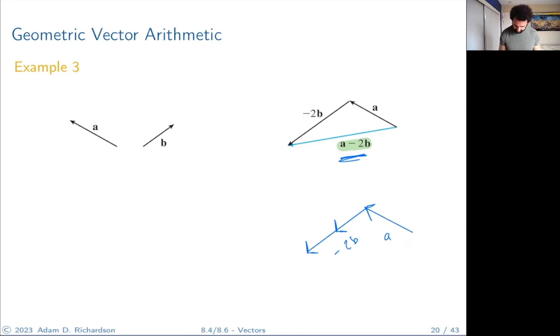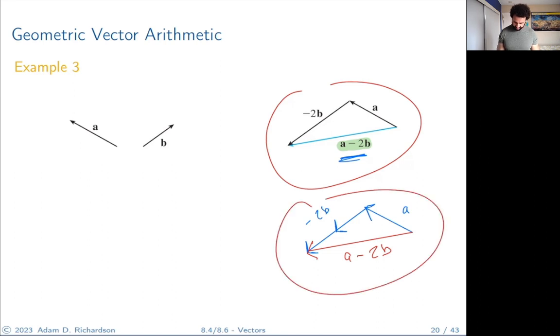Actually, let me move this out of the way. That up there. There we go. A minus 2B. There we go. Nice. Matches pretty well. So there's geometric vector arithmetic. That's how you do arithmetic with vectors geometrically.